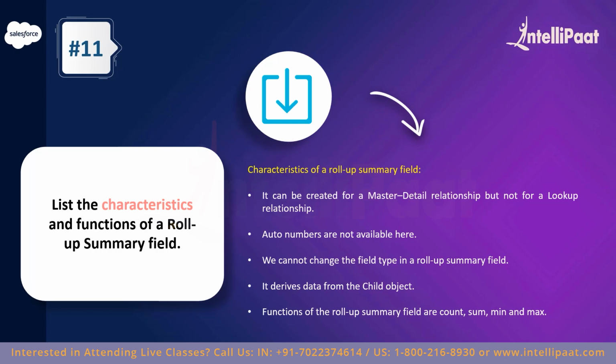And then one important characteristic you have to know is that auto numbers will not be available in the case of the roll-up summary field. You cannot change the field type, and of course it has the capability to derive the data from the child object, right? And the functions of roll-up summary fields are, you can have the min function, the max function, sum, count. So all of these aggregation functions are possible when you're using the roll-up summary field. So these are some of the top 4 or 5 characteristics of a roll-up summary field.